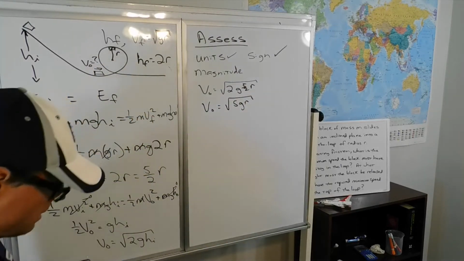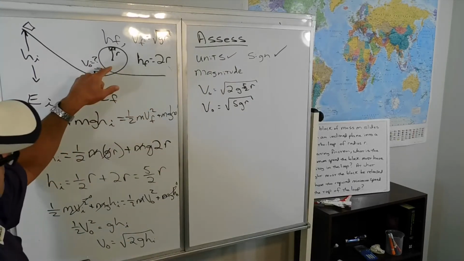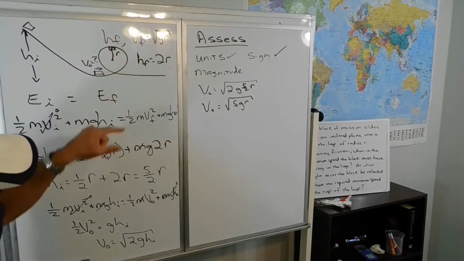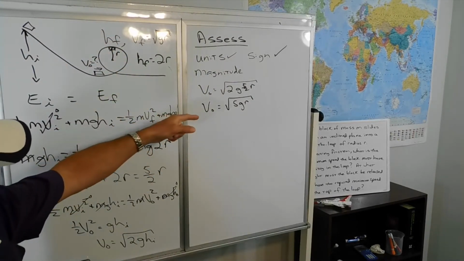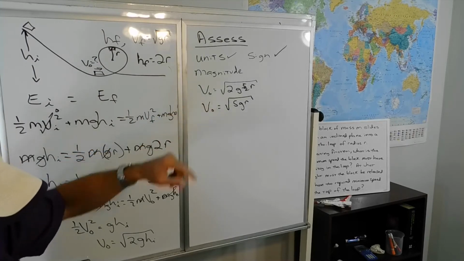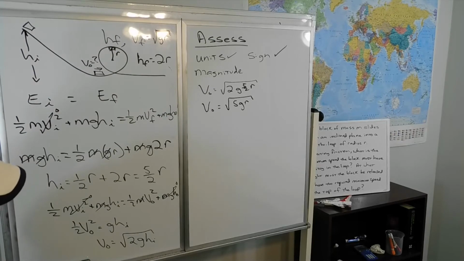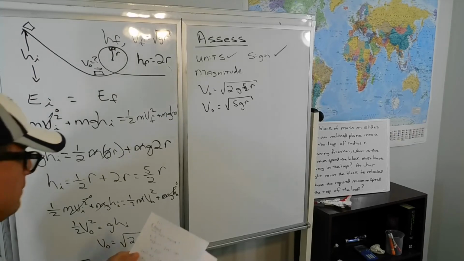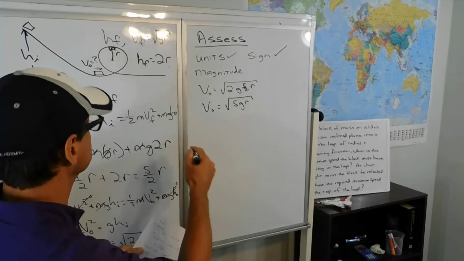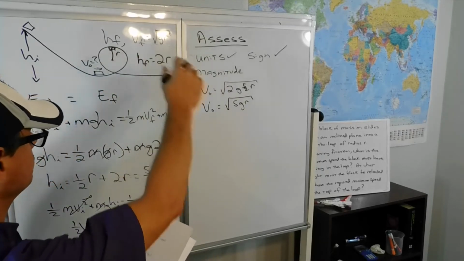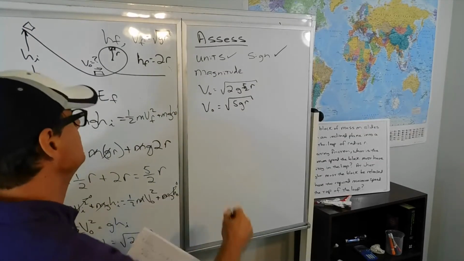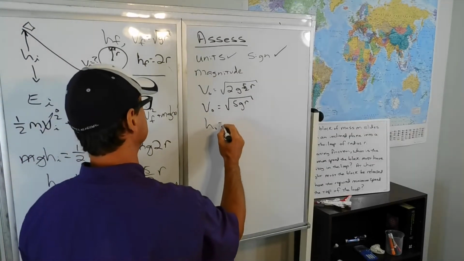Now we just have to work the second half of the problem. Now we're going around the loop. If the velocity is the square root of 5gr at the bottom, what does the velocity at the top of the loop-the-loop work out to be? We call that the final condition. So V naught is this, H naught is 0.